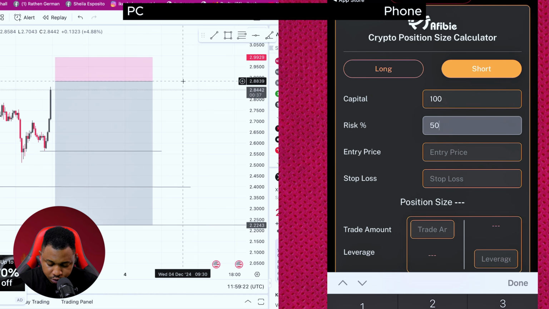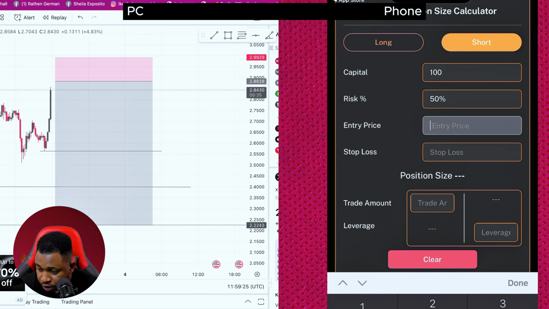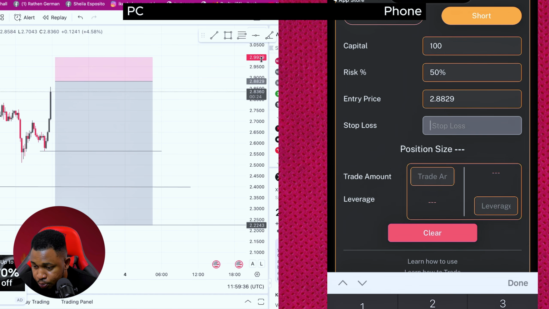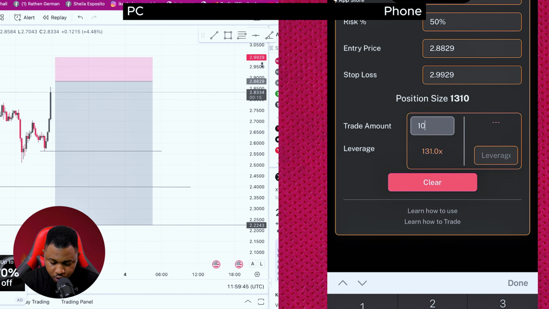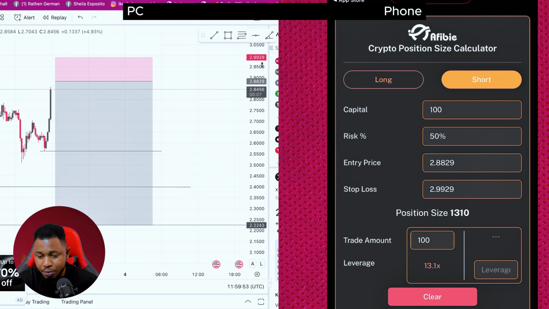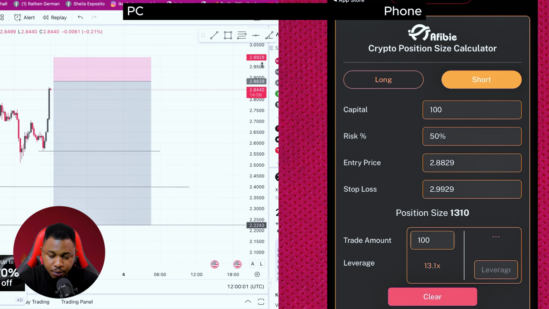What is your entry price? I'm going to select my entry price for this XRP trade, which is 2.8829. So I'm going to type 2.8829. What is your stop loss? This is my stop loss right here, which is 2.9929. Now, what is your trade amount? I want to enter this trade with $100. So you can see it has actually given you your leverage, which is a 13x leverage. So 13.1x leverage. So you can go ahead to Bybit or Binance and enter this trade with this amount of leverage, and if it hits your stop loss, you're going to lose this particular amount.